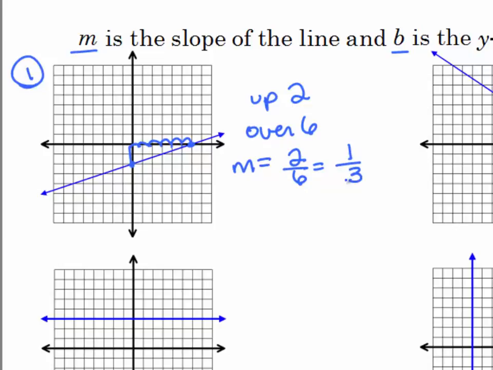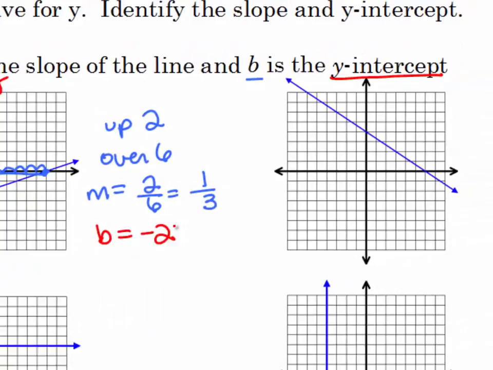If you think about it, it's like stairs. So I could have taken this point and gone up 2 and over 6, up 2 over 6, and if I had a bigger graph, you would see that pattern would continue. But what about the y-intercept? Now remember, this is the y-axis. Where does the graph cross the y-axis? Well, here it crosses at -2. So it's just nice to be able to identify the slope and the y-intercept from a graph.